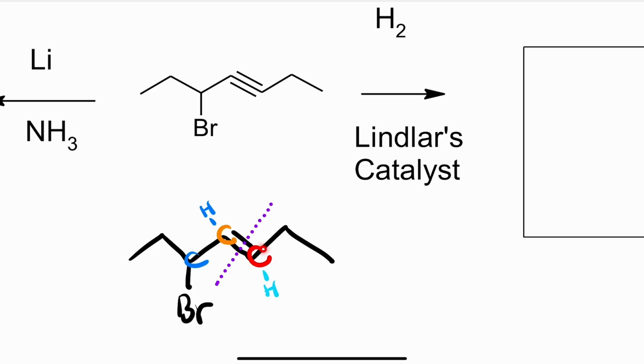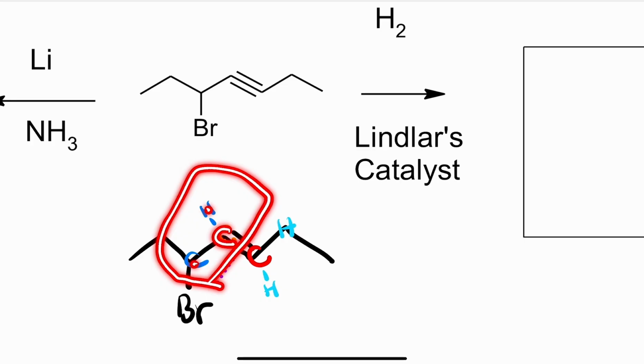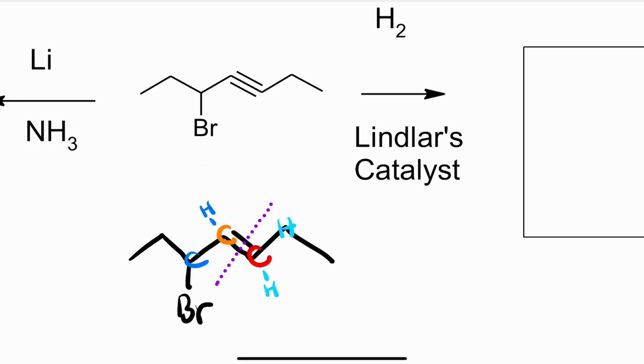What about this carbon? This carbon is connected to a hydrogen and another carbon. So looking back just over here, I see this carbon is a hydrogen and a carbon. Well, carbon takes priority. So that means that the priority for this carbon is that one. So it's down here.